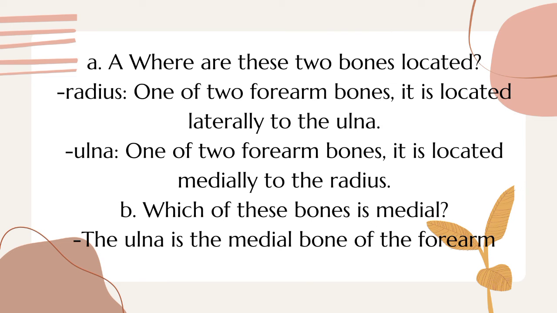So here are the questions that we're going to answer. Number one is, where are these two bones located? The radius is located laterally to the ulna, and the ulna is located medially to the radius. Number two is, which of these bones is medial? The ulna is the medial bone of the forearm.